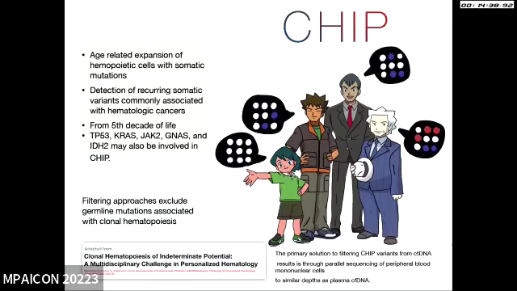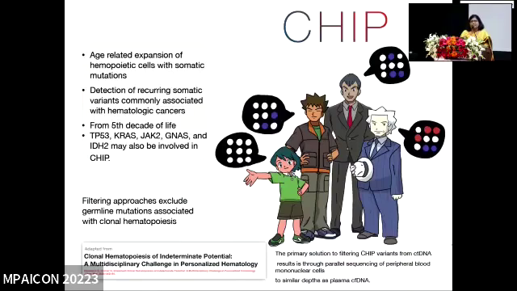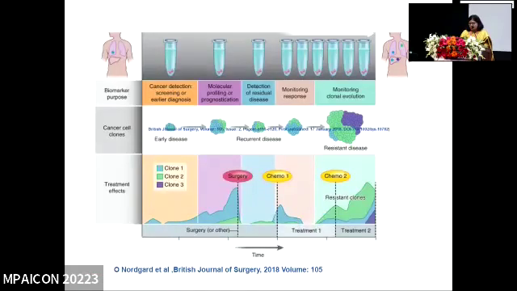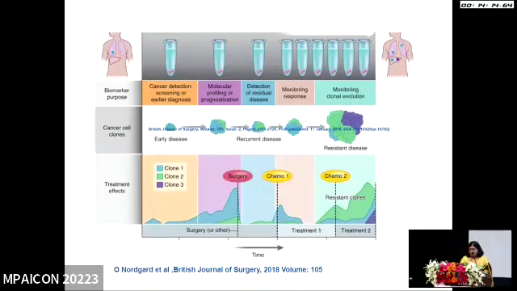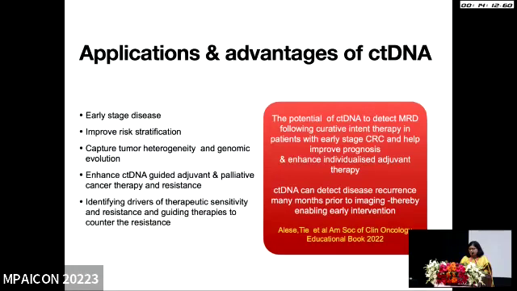Now, CHIP, again, Dr. Patkar had alluded to this morning. It's the age-related expansion of hematopoietic cells with somatic mutations. So this is one area where we need to be very much aware and cognizant of the fact that CHIP might be there, and we have to be conversant with this terminology. Now, addressing this would not be within the scope. So this also has been shown this morning.